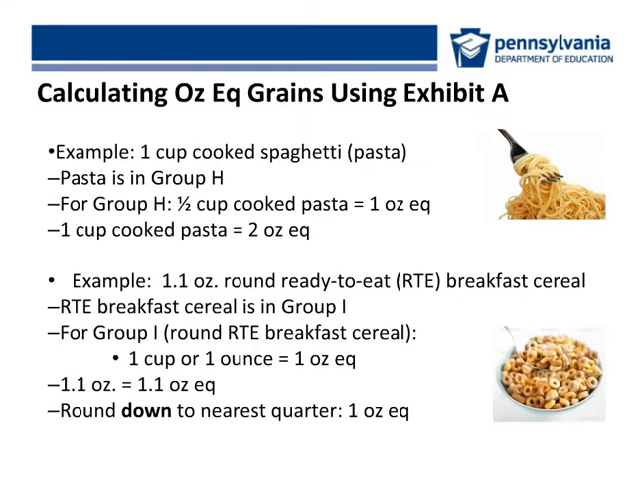Here we have 2 additional examples. We have 1 cup of cooked pasta or spaghetti. Pasta falls in Group H. For Group H, a half a cup of cooked pasta is 1 ounce equivalent, and because we have 1 full cup of cooked pasta, we have 2 ounce equivalents. Our second example is ready-to-eat breakfast cereal, and we have 1.1 ounce. Breakfast cereal that's dry, I should say, is in Group I. For Group I, 1 cup or 1 ounce is 1 ounce equivalent, so our 1.1 ounce serving is 1.1 ounce equivalent. Again, we always round down to the nearest quarter, so our answer is 1 ounce equivalent.